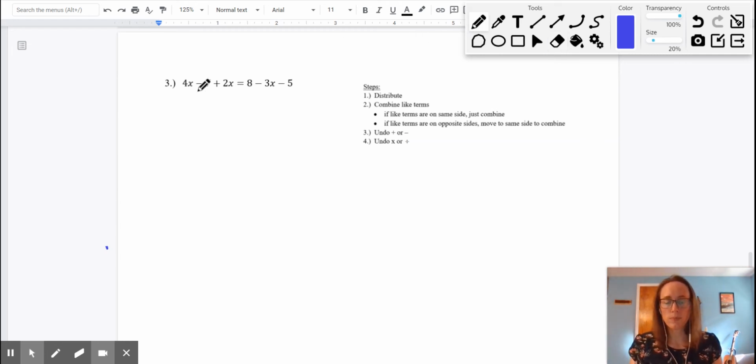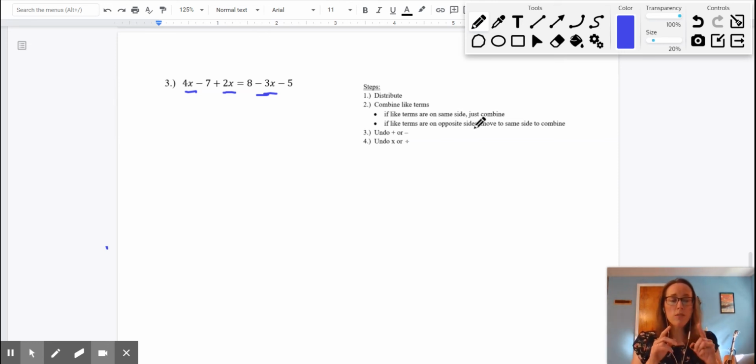So this is linear. And we want to take these steps. So the first step is distribute. Once again, not necessary because there are no parentheses with a number directly in front or behind it. So now we're going to combine like terms. Now this is interesting because we have a 4x, a 2x, and a negative 3x. So we actually have x's on the left-hand side of the equal sign, and then we have a term with an x on the right-hand side of the equal sign. So we have same side like terms, 4x and 2x. We also have opposite side like terms because the negative 3x is on the other side.